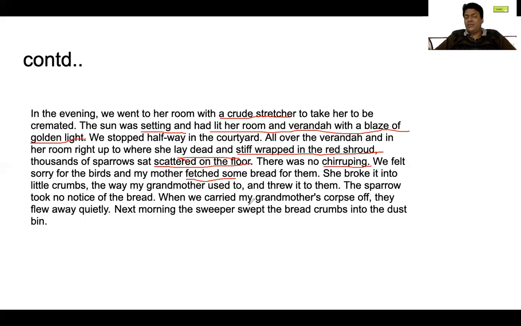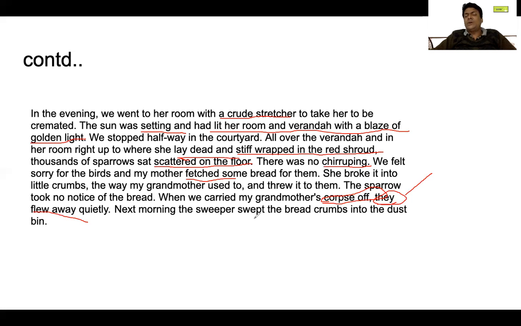So when they carried my grandmother's corpse off, here "we" is referring to the people and the members of the family. So when the writer and the writer's family members took the grandmother's dead body to cremate, all the sparrows, referred to by "they", flew away quietly. They did not make any noise. They simply left the place.